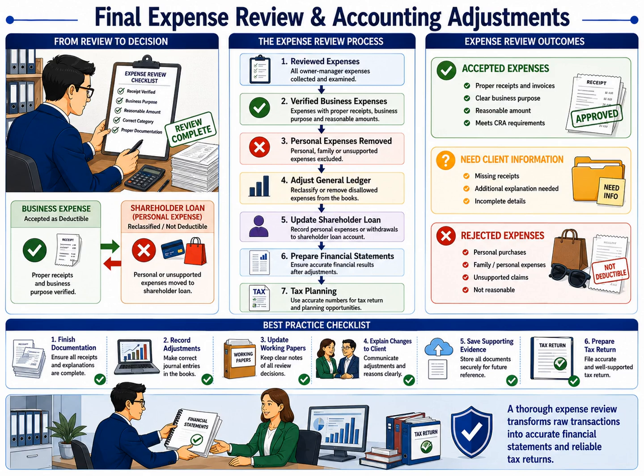After every individual expense has been reviewed, the final stage is bringing everything together and making the necessary accounting adjustments. This is where the review process is completed and the records are prepared for financial reporting and tax planning. At this point, every expense should have already been evaluated.